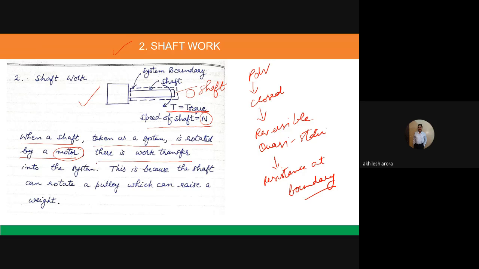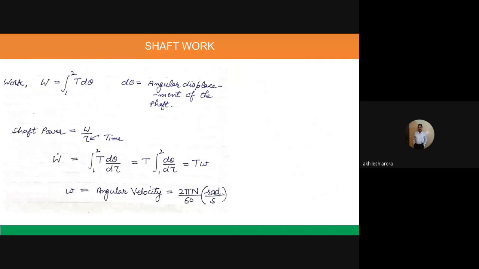So what is happening? There is a work transfer into the system. This is because the shaft can rotate a pulley which can raise a weight also. We defined weight, we defined work: work is raising of a weight. Now we would like to calculate what the work transfer is when the shaft is rotating. We are applying a torque T over the shaft, and suppose there is a rotation of the shaft by d theta.